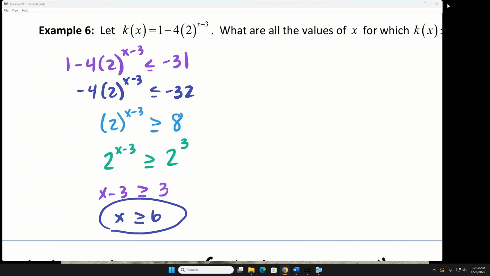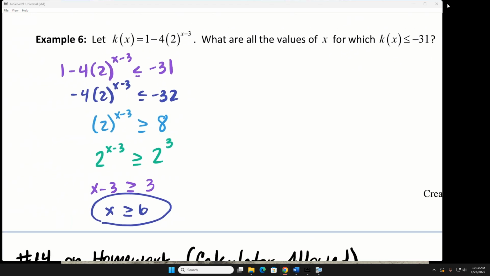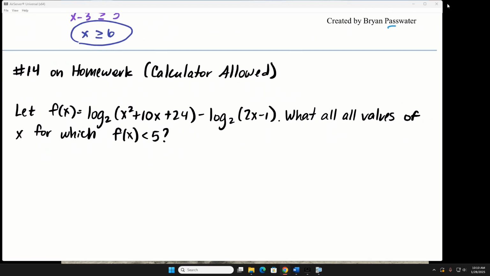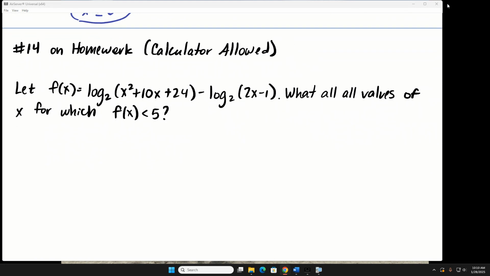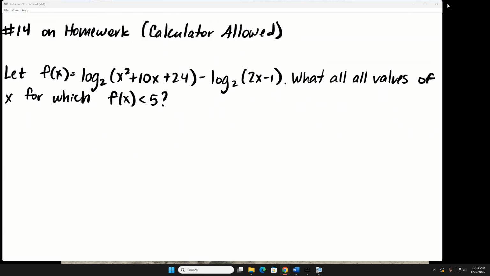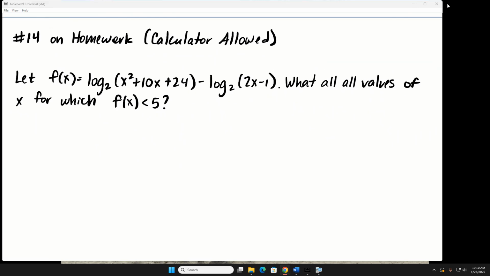All right, now I have a problem from your homework written down that I want to talk about because we didn't do it. I'm not going to do it for you, but I'm going to help you get it set up. This is number 14 on your homework. It is a calculator allowed question. If it's a calculator allowed question, I don't want you to go through all the steps that we just did to solve it because it would be a total waste of time. So this is what we're going to do. We have this function f that's log base 2 blah blah blah minus another log base 2. And we want to know for which values of x is f less than 5.